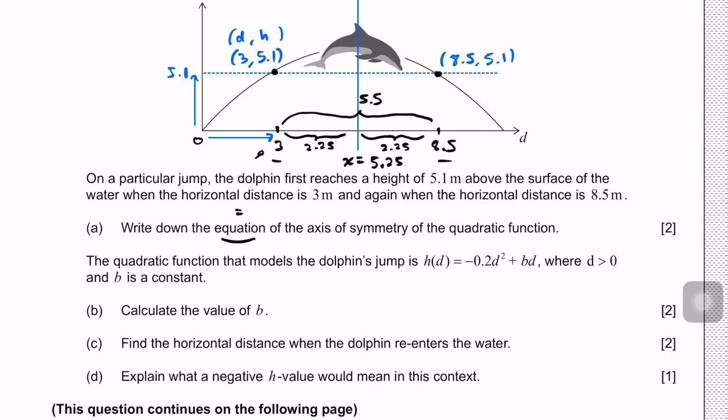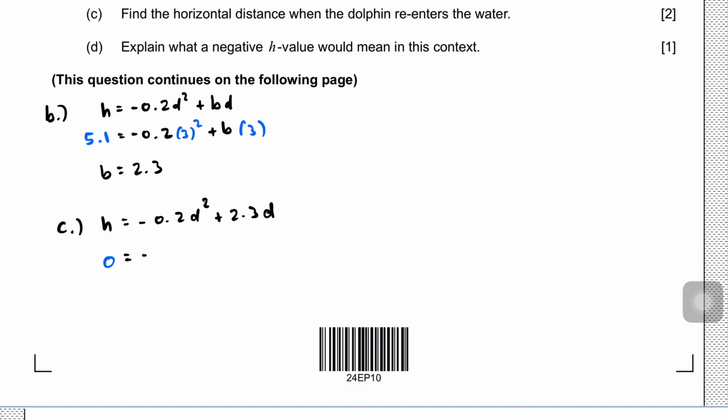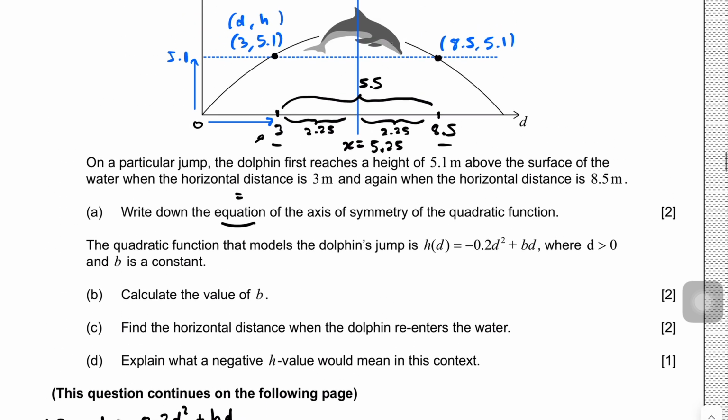So this is an input-output question. We know the output, that is to say, the height is equal to 0. What is the input that makes that true? So when h is equal to 0, what is d? What is the distance traveled? So let's put that in. 0 is equal to negative 0.2 d squared plus 2.3 d. Remember, this is a quadratic, so it's going to give us two values. It's going to give us this value right here, and this is the one we actually want to find.